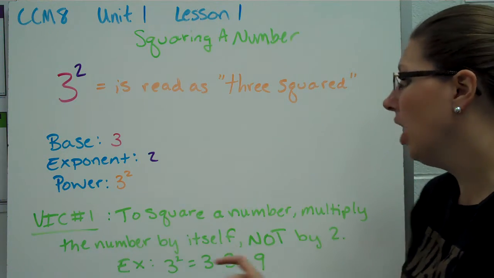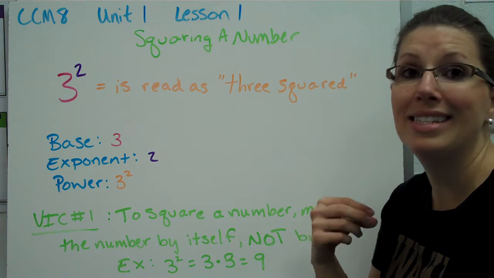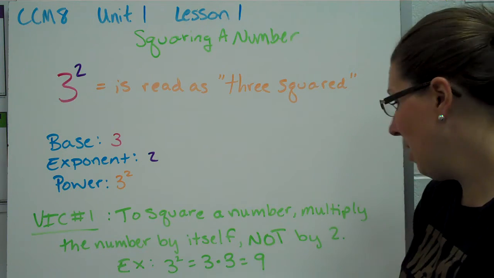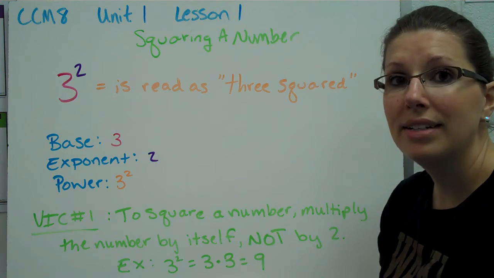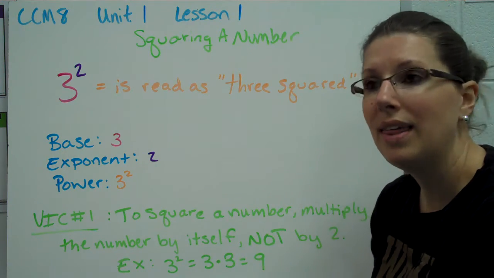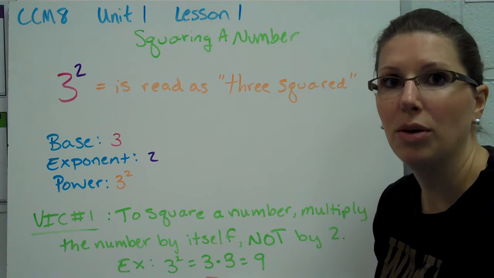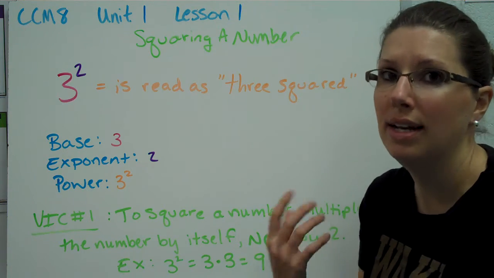To square a number, multiply the number by itself, not by 2. For example, we have 3 squared. That does not mean 3 times 2. That means 3 times itself. So 3 times 3, which is 9.